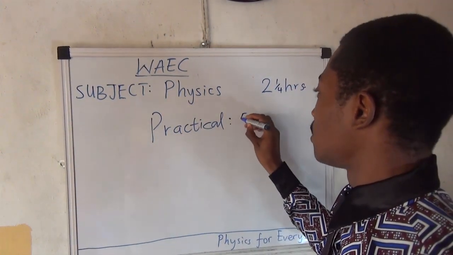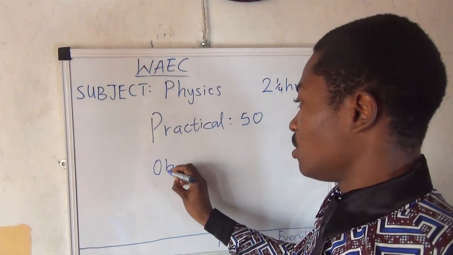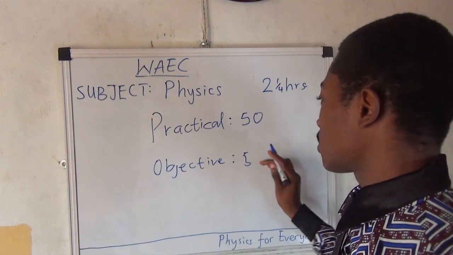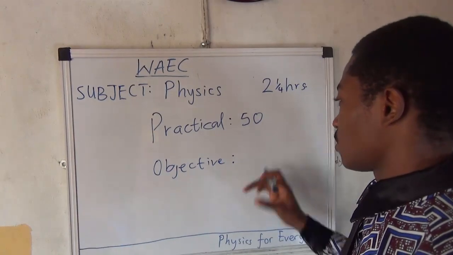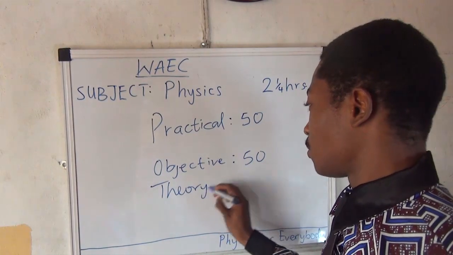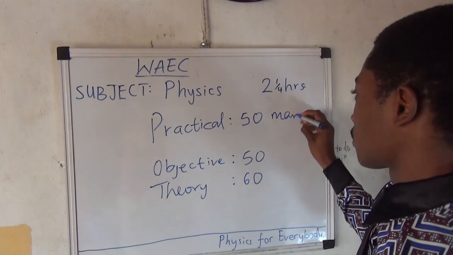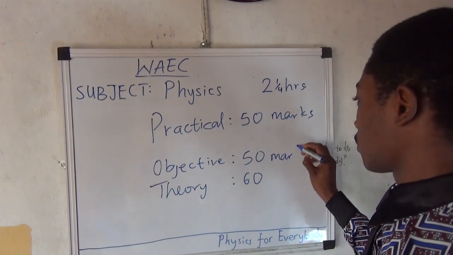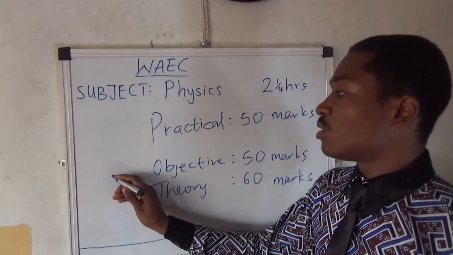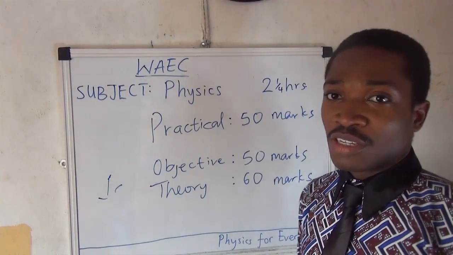Now your practical is 50 marks. And the next one you take is your objective question, which is 50 marks. And your theory, which is 60 marks. Now, these two will be taken on the same day, your objective and your theory. But your practical will be taken on a separate day.